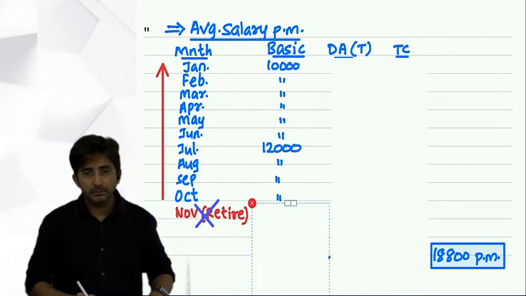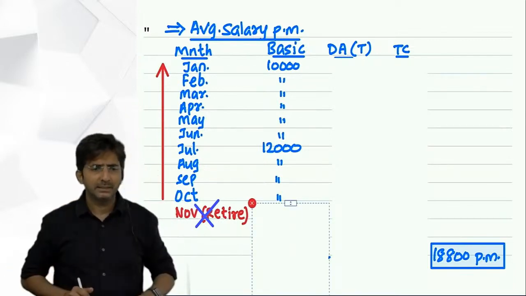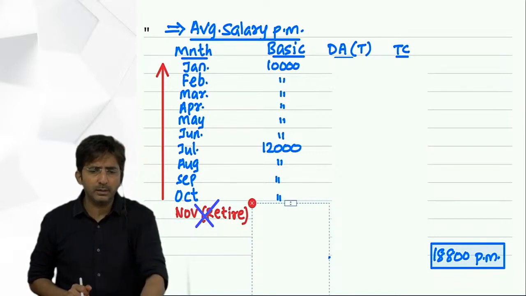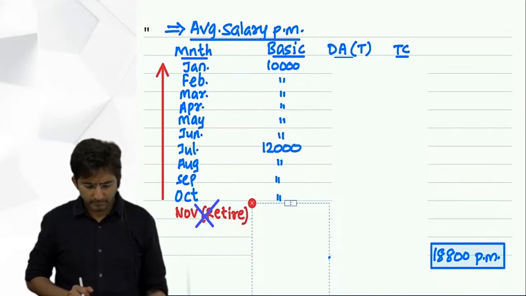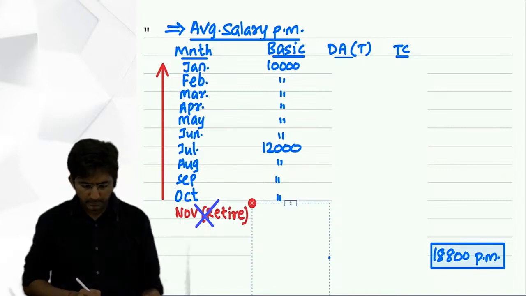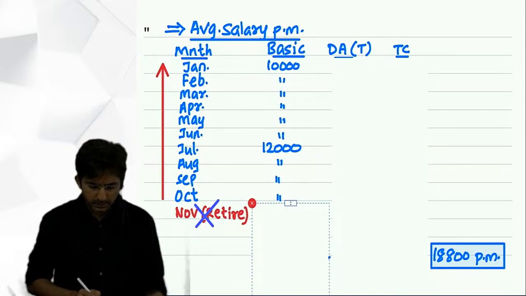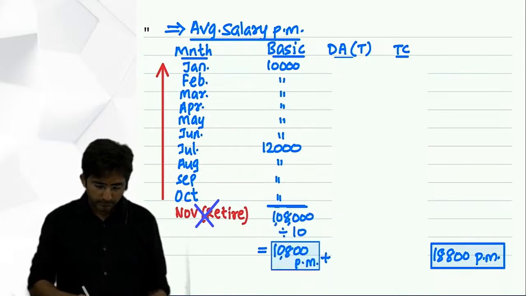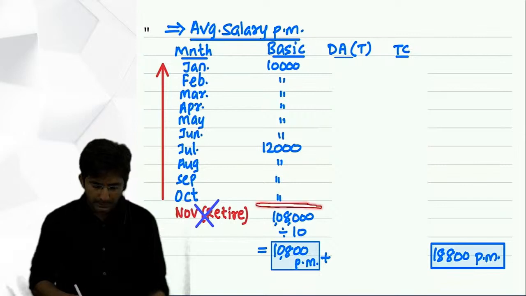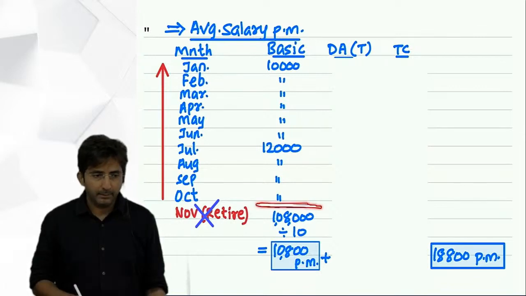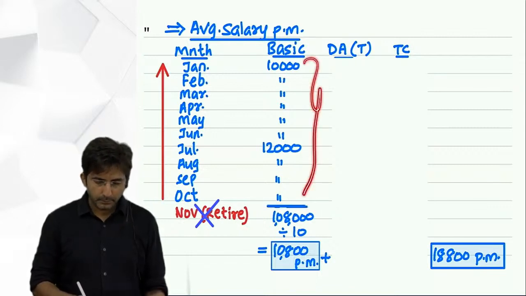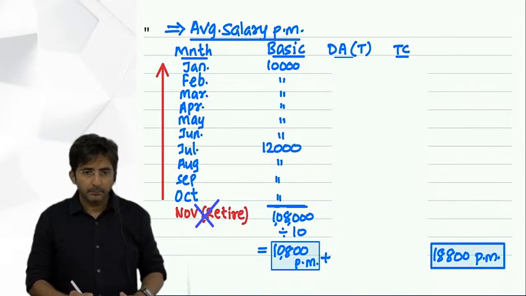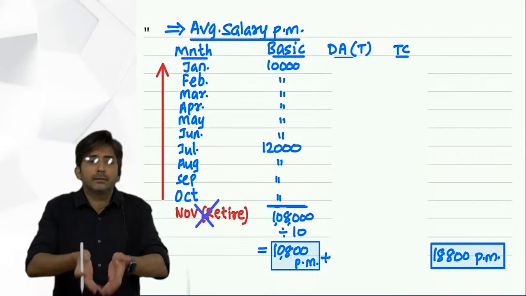Now, how to find average? Add all, divide by 10. Average means basic general maths. Add all the 10 figures, then divide it by 10. 10 +10 +10 +10 +10 +10 +12 +12 +12. So total of basic salary is 1,08,000. Then you divide by 10, because since there are 10 amounts, to average out you will divide by 10, and that comes to 10,800 per month. But this is only basic salaries average we have taken.